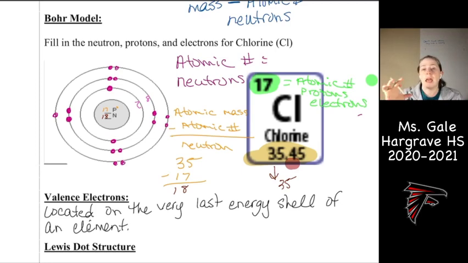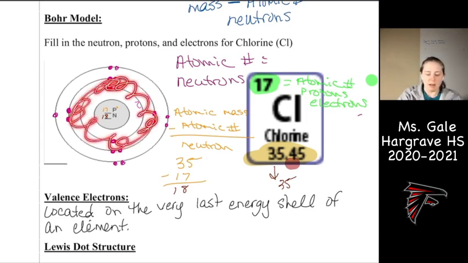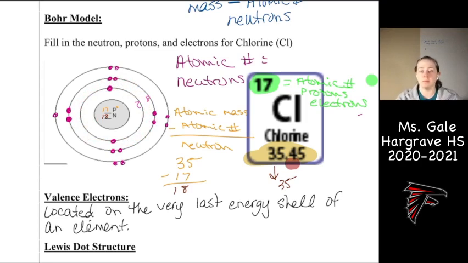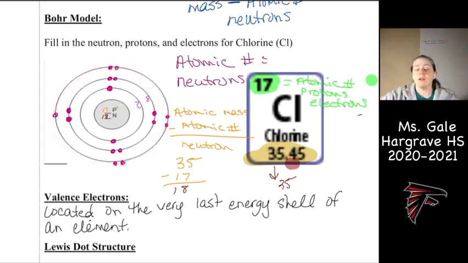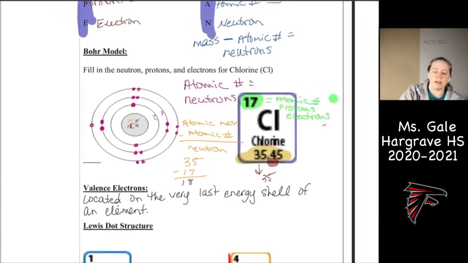Now that we've done our Bohr model and we've had to fill in all of the electrons for chlorine, I'm going to show you the simple way, because all of these electrons right here, we really don't care about them. All we care about are these valence electrons, because those are the ones that are going to tell us how many elements chlorine can bond to at once. So let's go down and see how chlorine's valence electrons look.